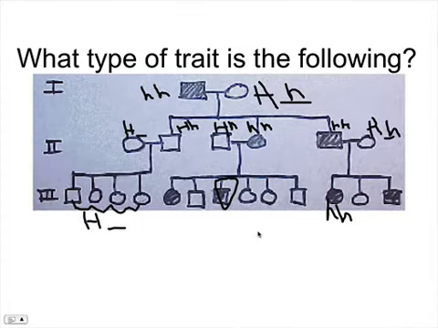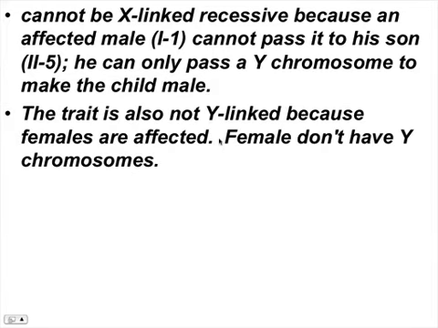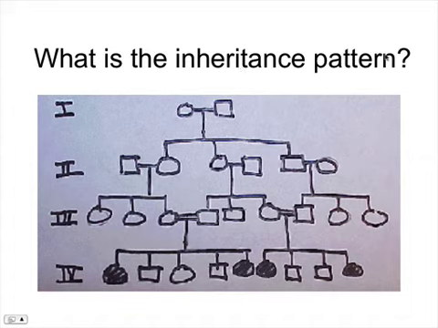Hopefully this is making sense. So, these are, again, possible genetic crosses. These are possible pedigrees for you to practice on. What type of inheritance is this?